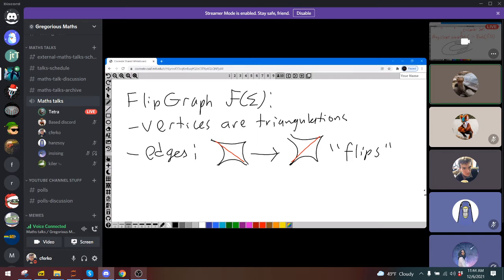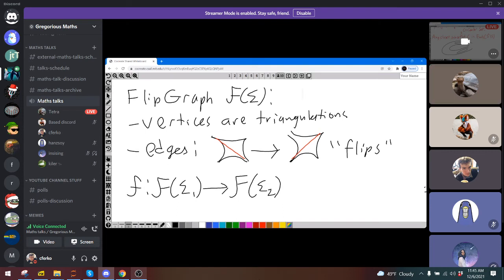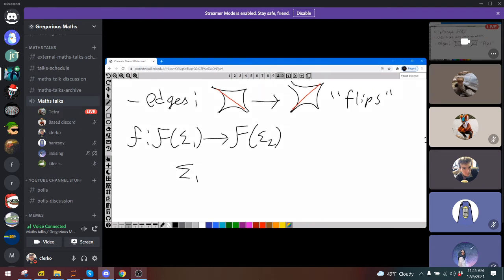So there are a couple of good results about it. First, it determines the surface. So we have a homeomorphism between the surfaces, and then a graph map f between the flip graphs gives rise to a map of surfaces, so long as f is injective. And if f is a graph isomorphism, then this is a homeomorphism. So this is injective, then we get this.